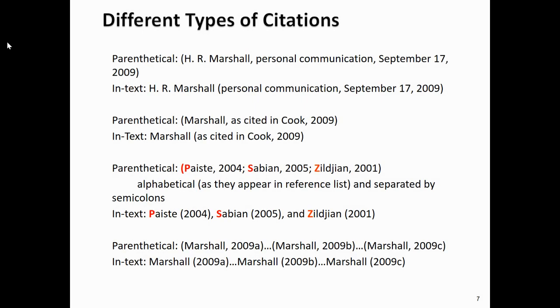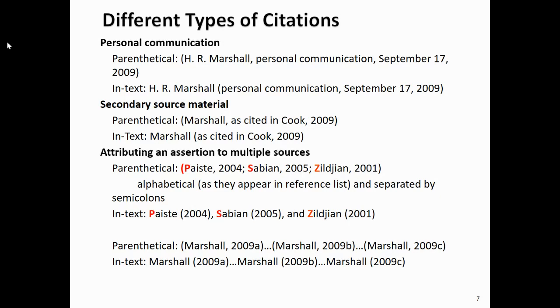These are different types of citations. So if you went to a conference and you spoke with one of your favorite people, maybe Timothy Rosinski, you would cite it in the way that the first one is cited. And then there are different ways you would cite secondary source material or multiple sources.